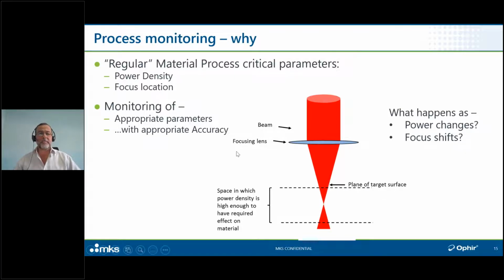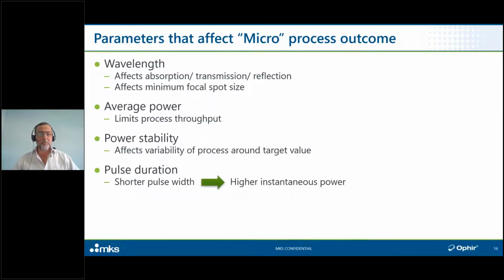So let's look at the parameters that help make these processes happen, the parameters that we want to keep our eyes on. In no particular order, the wavelength of the laser is going to define the amount of energy that's absorbed, transmitted, and reflected by different materials. Different materials absorb different wavelength light differently. Also, the minimal spot size to which we can focus the beam is proportional to the wavelength. That's something that comes out of physical optics. Since many materials exhibit high absorption in the UV, lasers are particularly popular in these microprocessing applications because of their short wavelength.